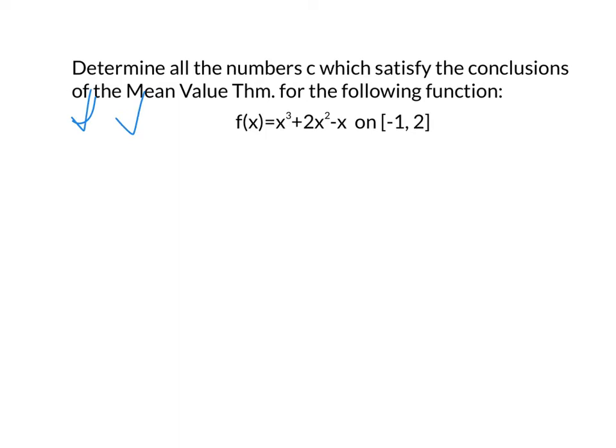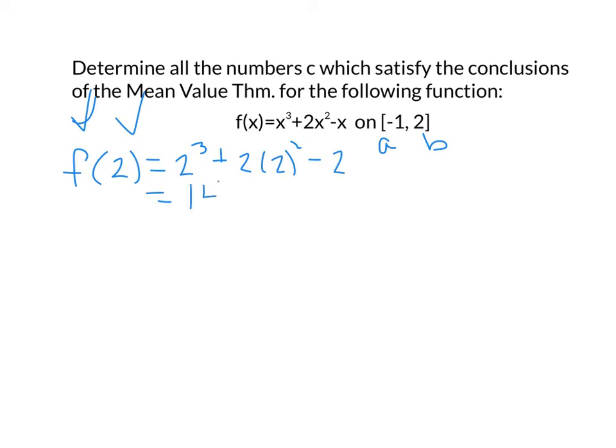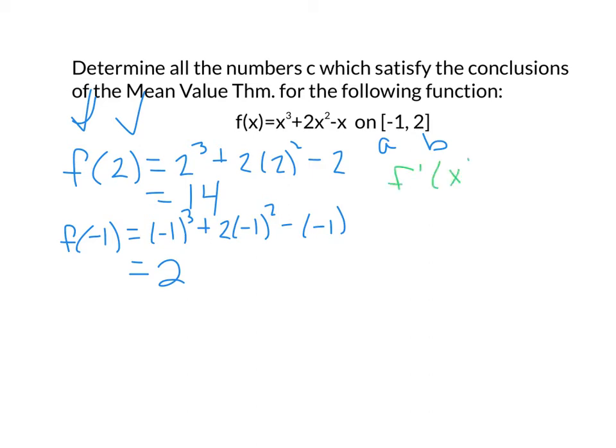In order to figure these out, the first thing we need to do is evaluate the function at our a and our b. In this case, the negative 1 is the a, and the 2 is the b. So I'm going to first find f of 2. That's just 2 to the 3rd plus 2 times 2 squared minus 2. So f of 2 is equal to 14. And I'm going to find f of negative 1. That's negative 1 to the third plus 2 times negative 1 squared minus negative 1, and I get positive 2. Okay, so f prime of x, also need to calculate that, is equal to 3x squared plus 4x minus 1.